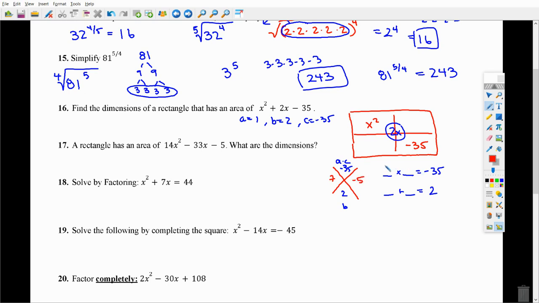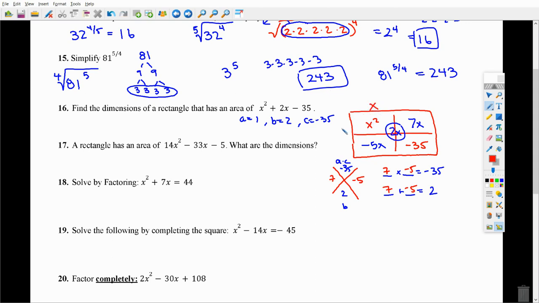negative 5. So you could double check, does 7 times negative 5 give us negative 35? Yes, it does. And 7 plus negative 5 gives us positive 2. So our values here are 7x and then negative 5x. And they could be switched around, the 7 and the negative 5x. That's fine. You'll get the same thing. So what I do now is I take a look at either a row or a column and find the greatest common factor. For that column, it's just x.